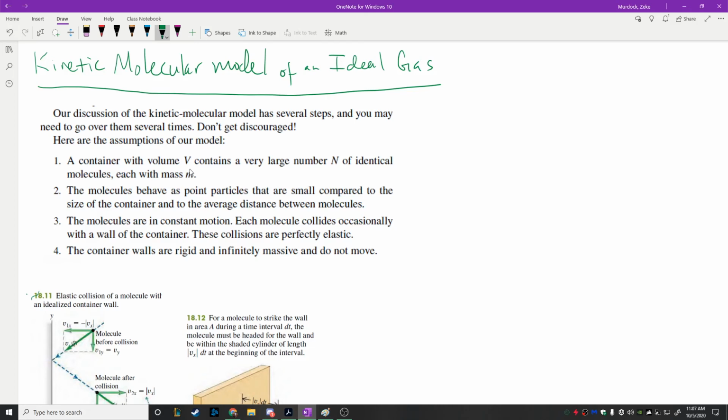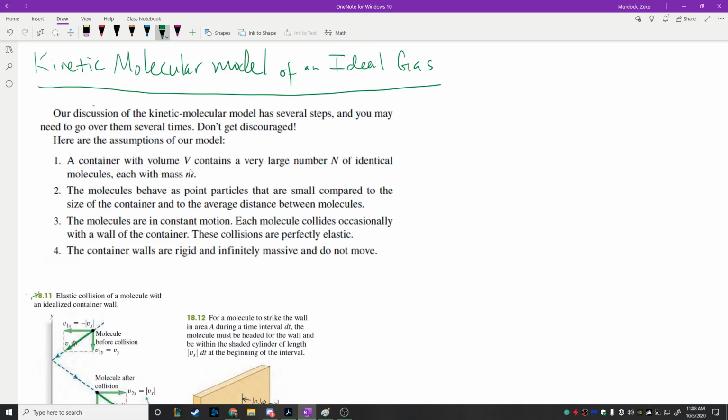Okay, so again, the goal here is to connect kinetic energy to the macroscopic state variables, which are pressure, volume, and temperature. In order to do this, we're going to go through a pretty long derivation. But we're going to start off with making the following assumptions. So let's look through each of these assumptions so we can understand what they are.